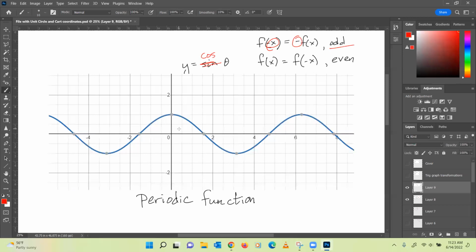Notice, where do we duplicate? So if we start here and go to there, that's our period. That's where it starts to duplicate. Again, that's 2 pi. Our amplitude, we could go from the middle to the peak or the trough. Amplitude is again 1.